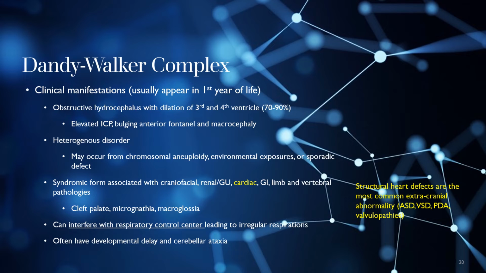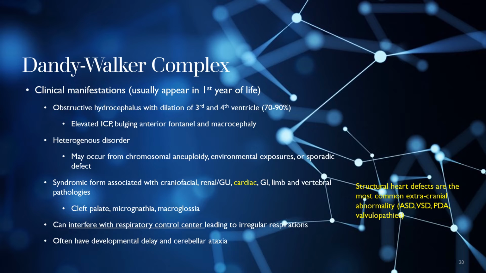The manifestations of Dandy-Walker Complex usually appear within the first year of life, and it presents with obstructive hydrocephalus with dilation of the third and fourth ventricles. And this shows in about 70–90%. So they present with elevated ICP, bulging anterior fontanelles, and macrocephaly.